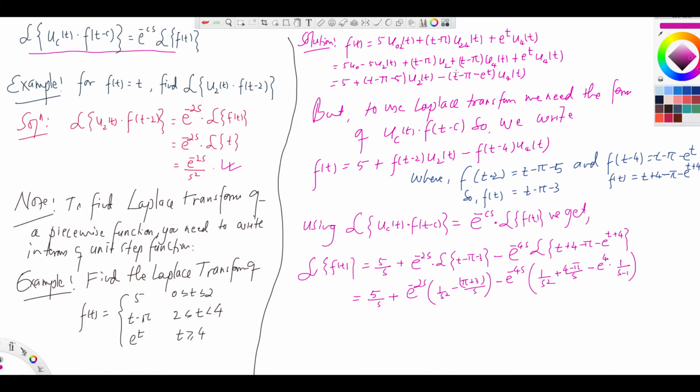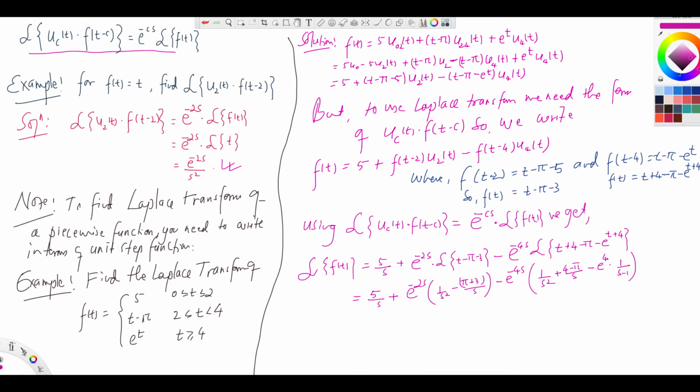That's what you do. By the way, this should be minus, you're right, you see that? Okay, now 5 u_0 is just 5, right? So 5 plus (t minus pi minus 5) u_2(t), because you see that there is u_2 and there is another u_2, so I'm combining those two. So (t minus pi minus 5) u_2(t), and then how many u_4 are there? 1, 2. So you combine those two, so minus (t minus pi) minus e to the t, times u_4, right? So this is in terms of the unit step function.